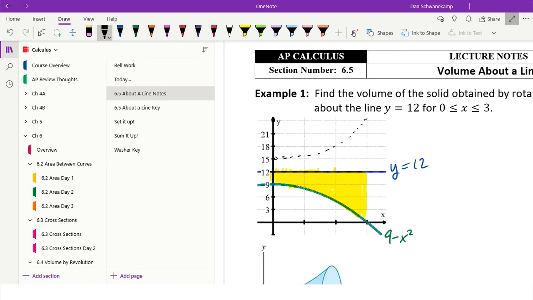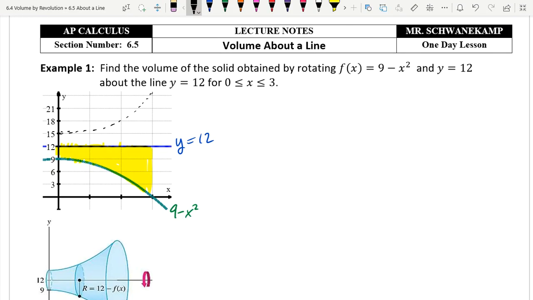Rotating around this line. We already set up our shape here. We've got 9 minus x squared and y equals 12. We decided we're rotating this thing like a pinwheel, so over that line, y equals 12. That's what gave me this line right here. Okay, so we are finding volume.